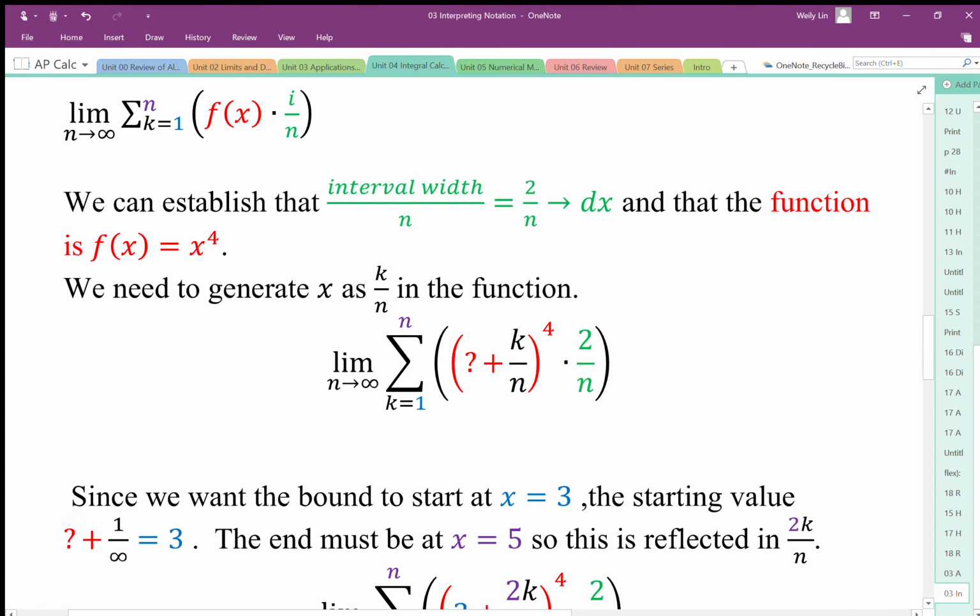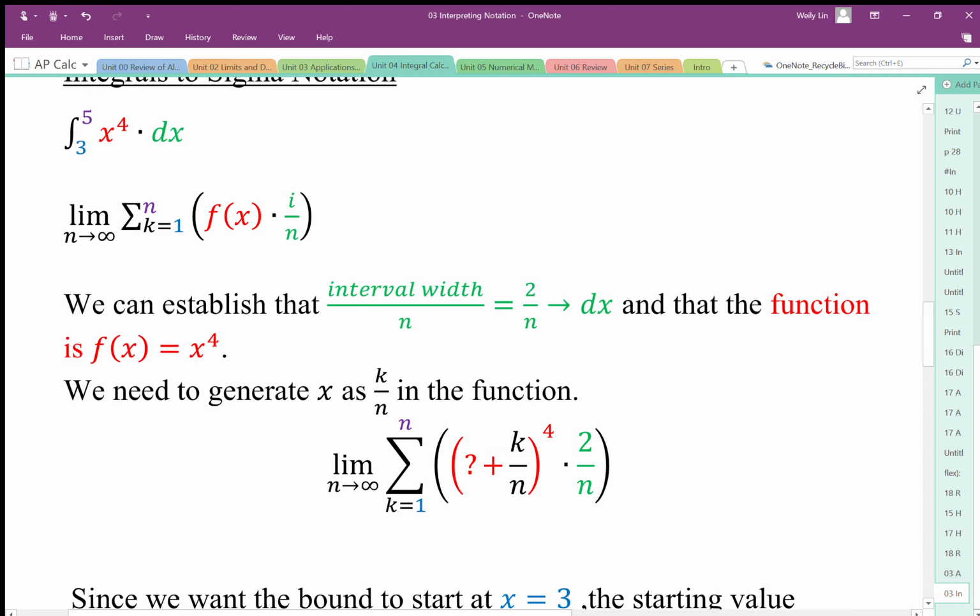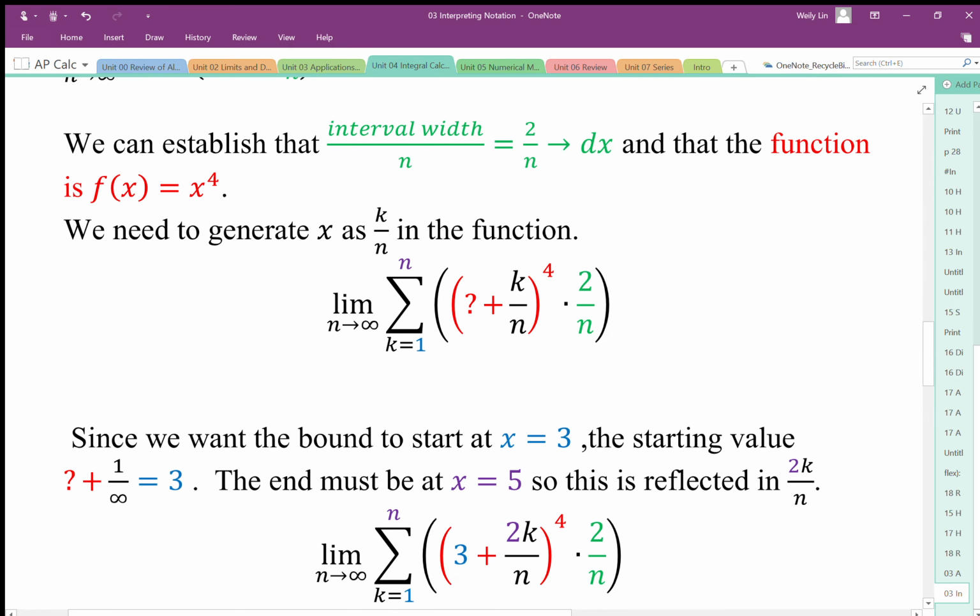So notice the bound here, we want to start at 3, and since k starts at 1, if k equals 1 and n equals infinity, we're going to end up with some number plus essentially 0, and that's going to give us a starting point in here equal to 3. So we need to figure out what this question mark part is to establish the starting point of 3. Well, to do that, we really just need to start with 3 and add 0, which gives us 3. So that is where this 3 here in blue comes from.